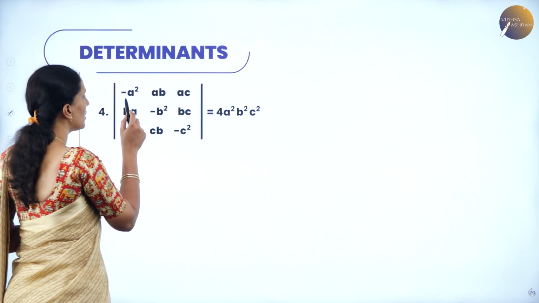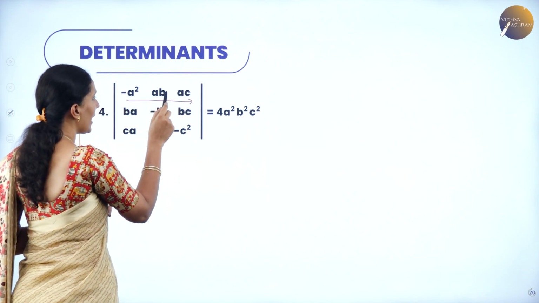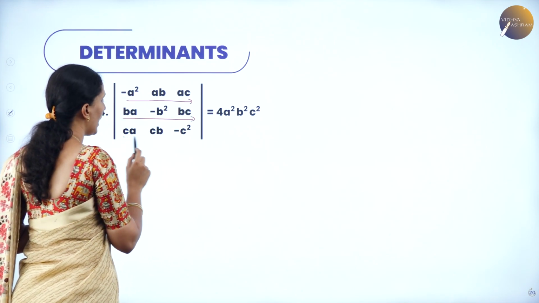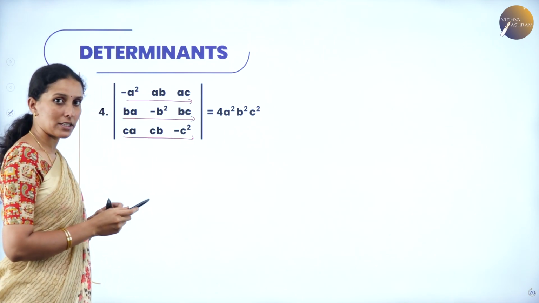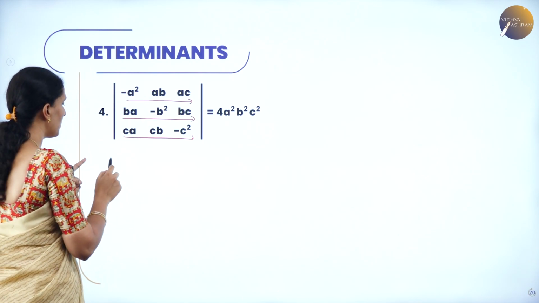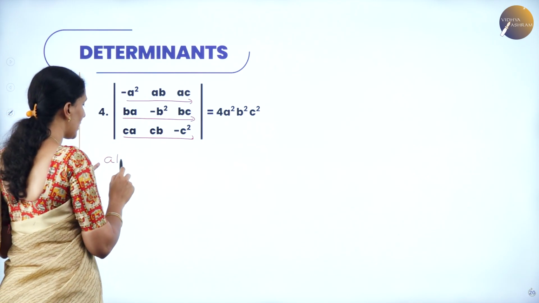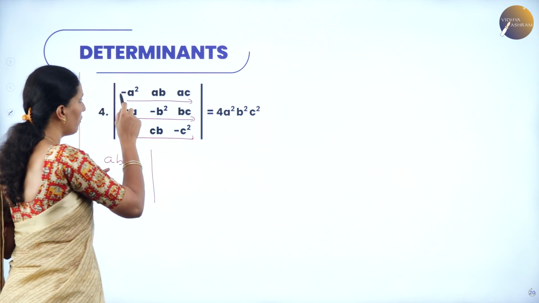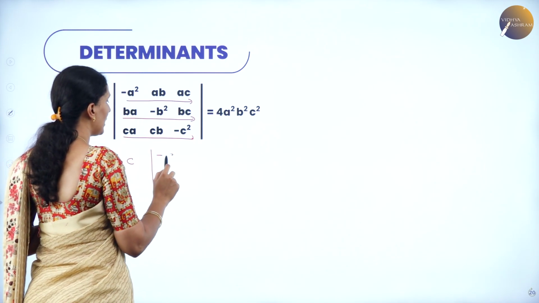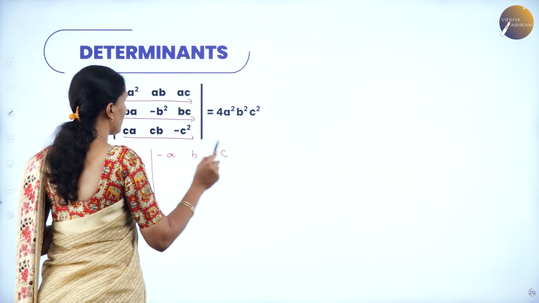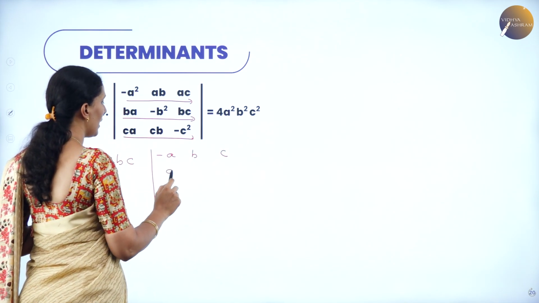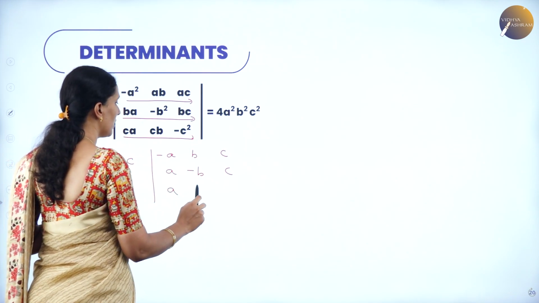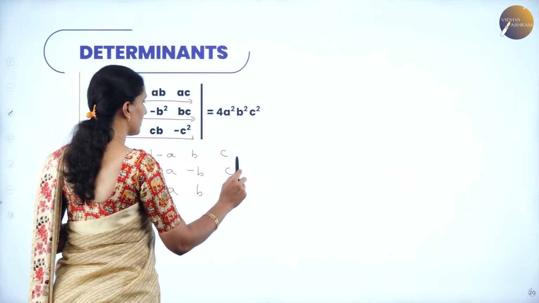So observe the first row here. We have A as a common factor, second row B as a common factor, and third row C as a common factor. Let me take out A from the first row, B from the second row, C from the third row. Then how can I write the determinant without A? That is, we have minus A, B, C. And here it is A minus B, C. And here it is A, B minus C.